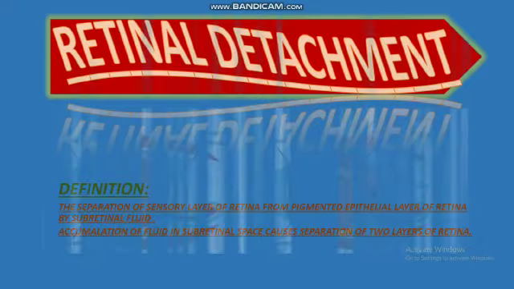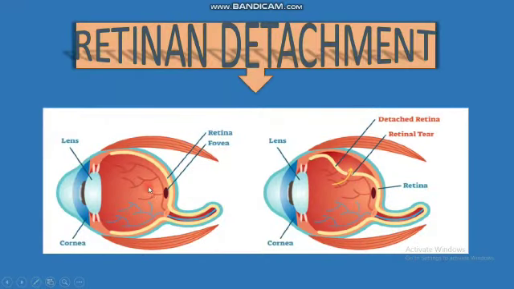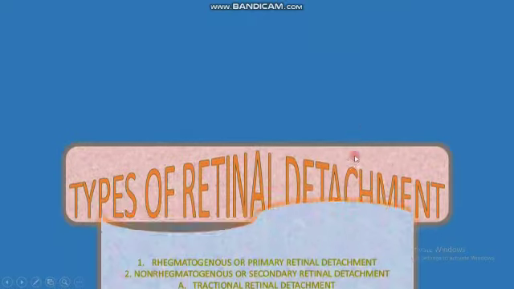which is known as retinal detachment. Now here you can see in this diagram the normal retina, in which both layers are approximated with each other. In this you can see the sensory retina is separated from the pigmented layer of retina. This is known as retinal detachment.